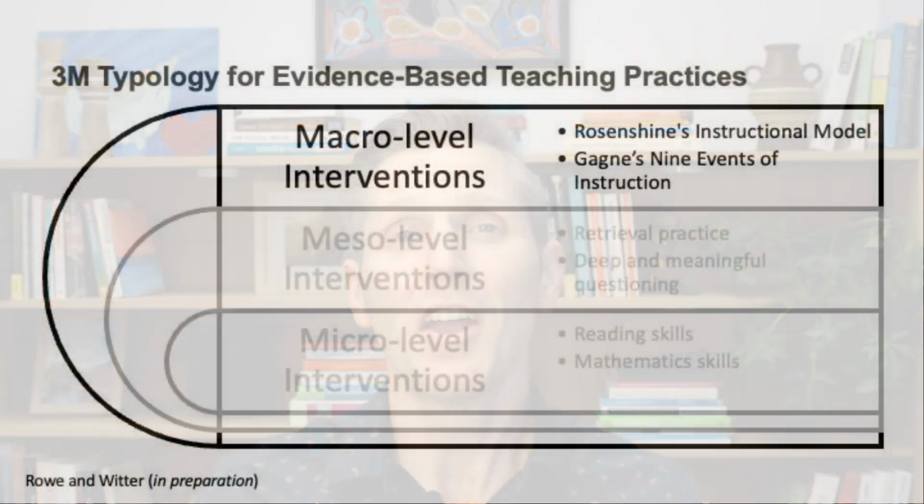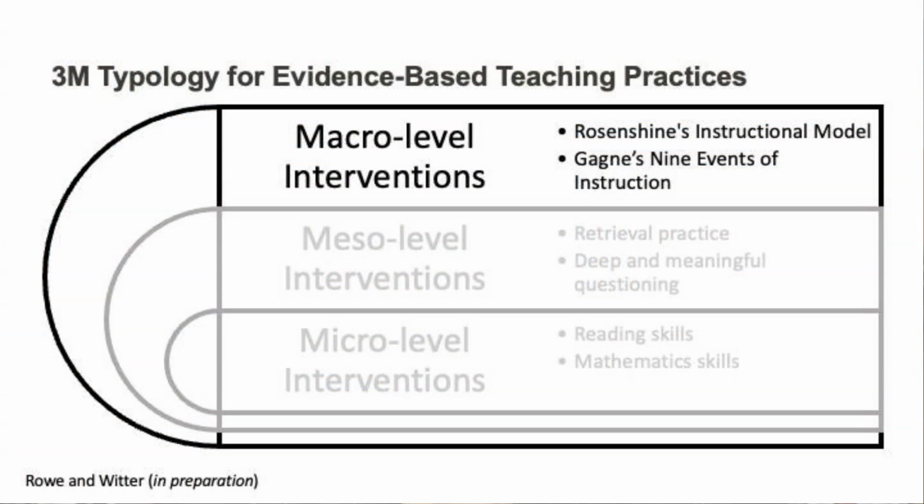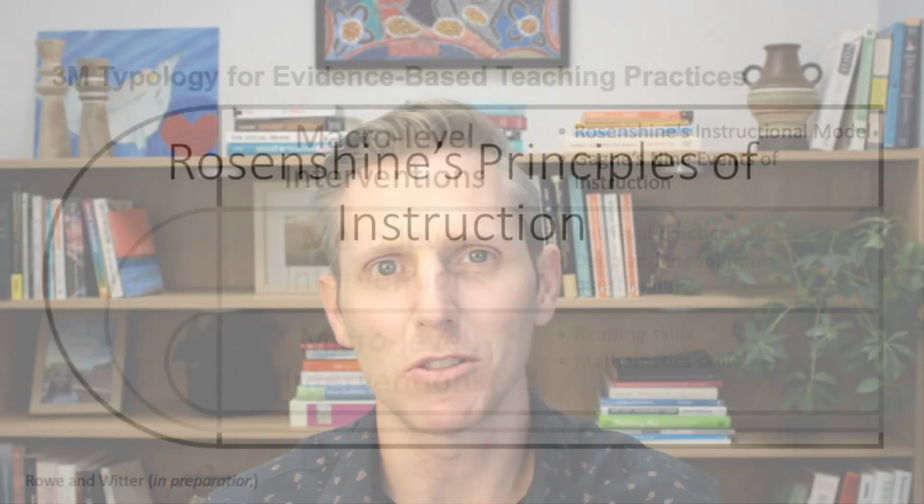So of course, one of the best ways to understand each of the layers of this triple M framework, the macro, the meso, the micro interventions, is to give you examples. In the macro level interventions, we've got two sets of strategies or interventions that we can point to: Rosenshine's instructional model and Gagne's 9 events of instruction. Let's have a closer look.